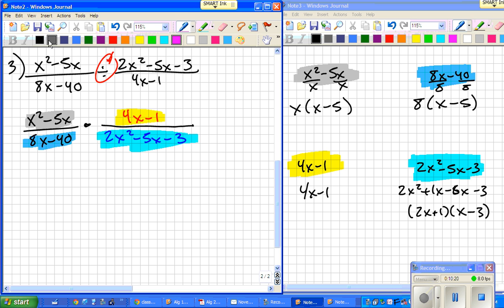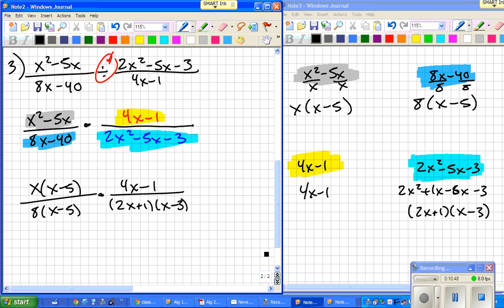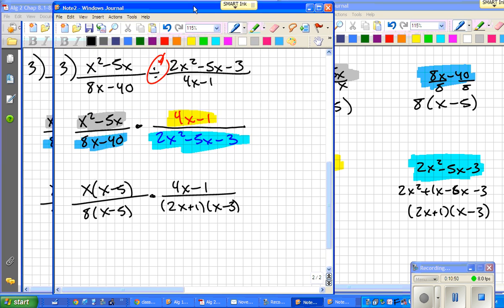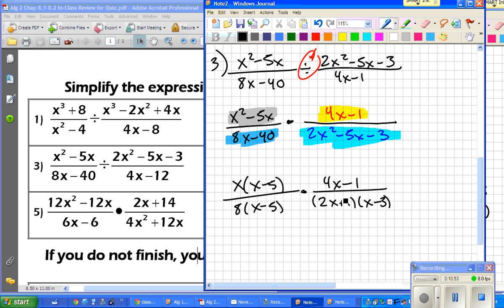Okay, so on the top over here, top left, we should get x minus 5 over x minus 5. And over here we get 4x minus 1, nothing canceled out from there. And then we get 2x plus 1, x minus 3. Okay, so I'm just going to double check to make sure I wrote all of that down right. Got all my signs correct.